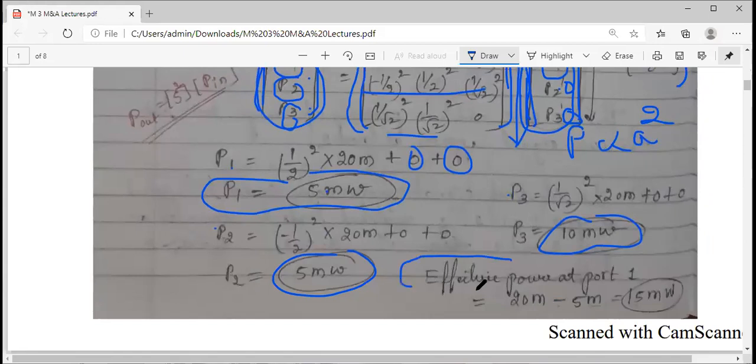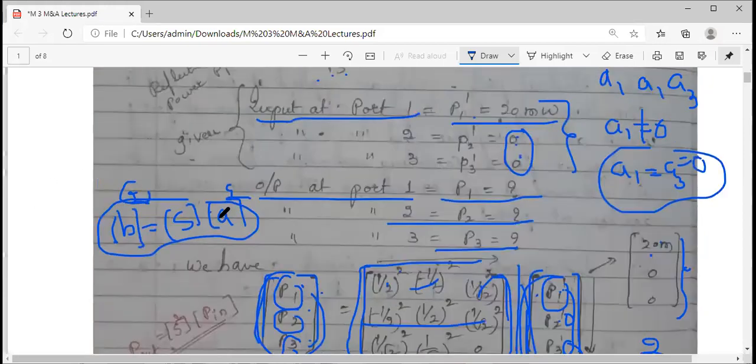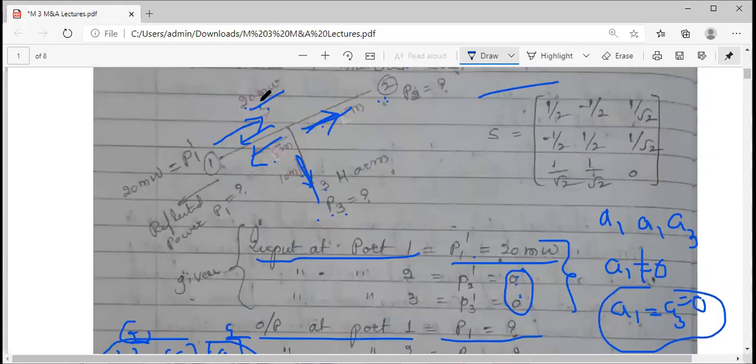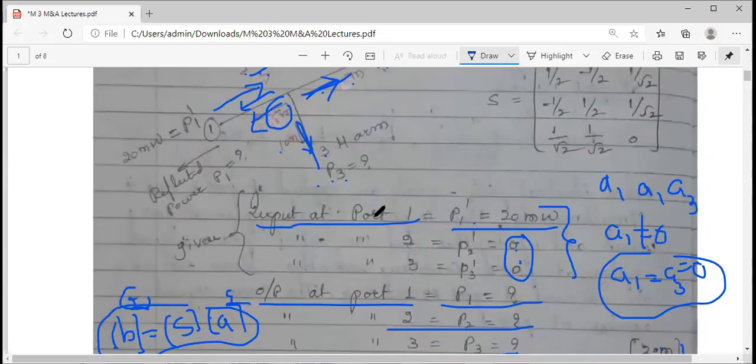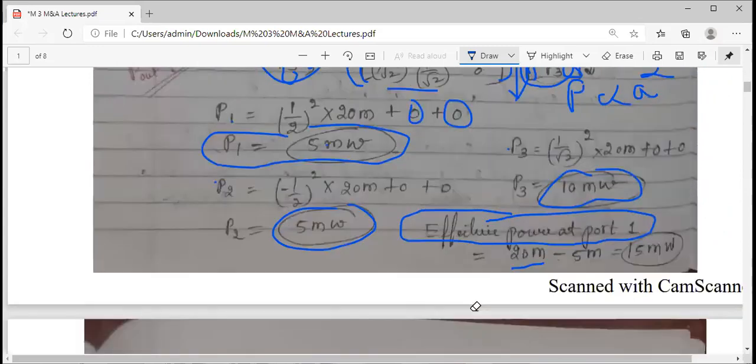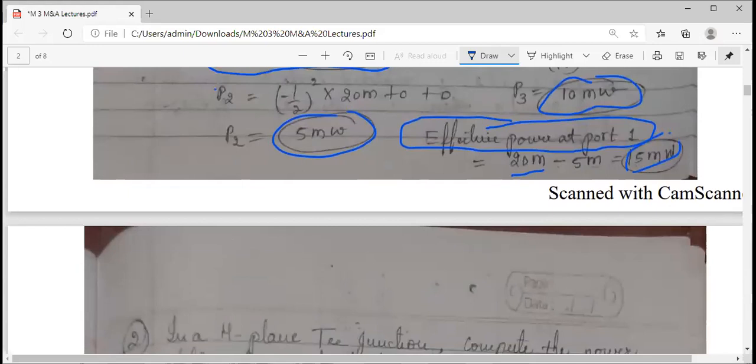You can see I have written here what is the effective power at port 1. Total जितना apply किया था, that कितना reflect हो रहा है, total is 20 milliwatts. 5 milliwatts is reflecting back. कितना दूसरों को गया है, दूसरे ports को deliver हुआ है, 10 plus 5, so 15. 20 minus 5 is 15. So totally 15 milliwatts is the effective power.